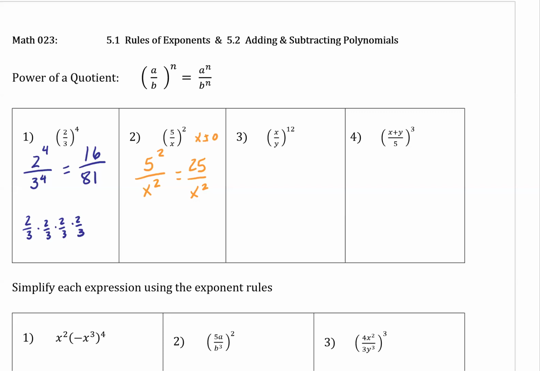Number 3, again, it should say in the problem that y cannot equal 0. So we're going to use our power of a quotient rule. We've got x to the 12th over y to the 12th.